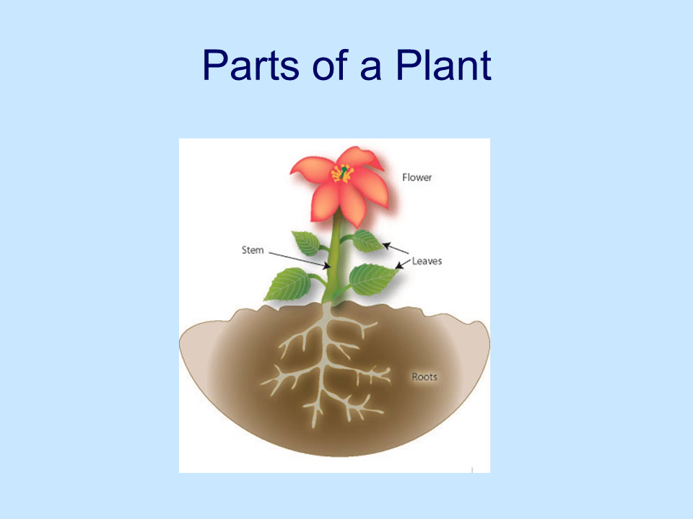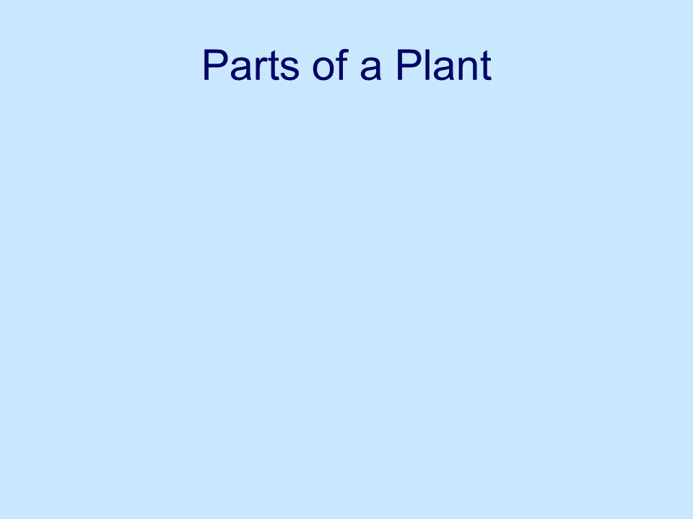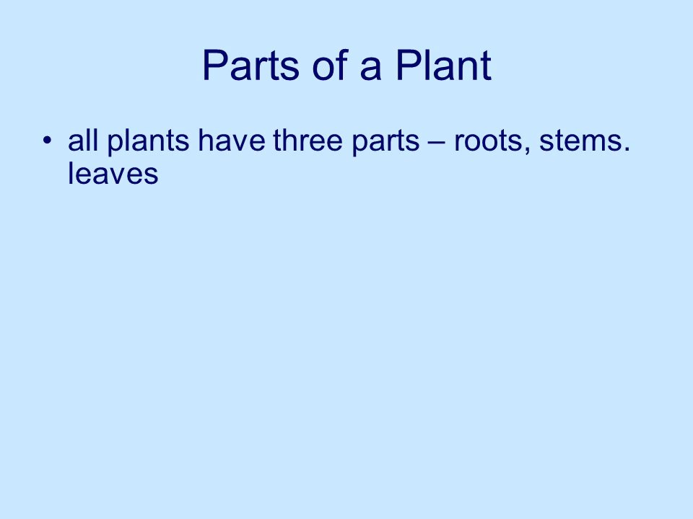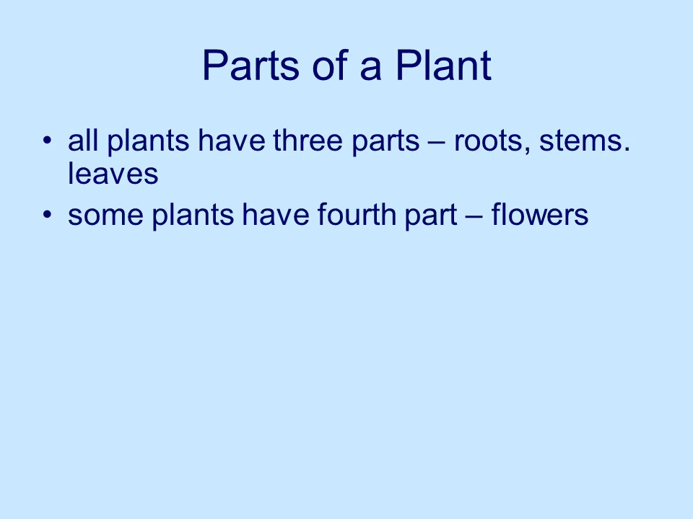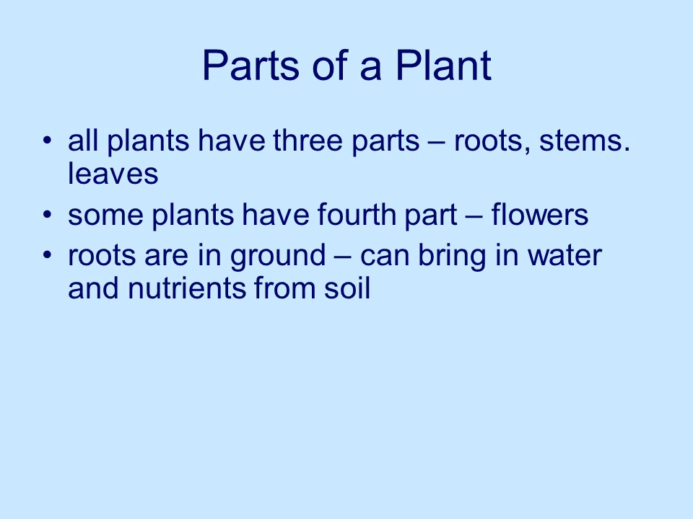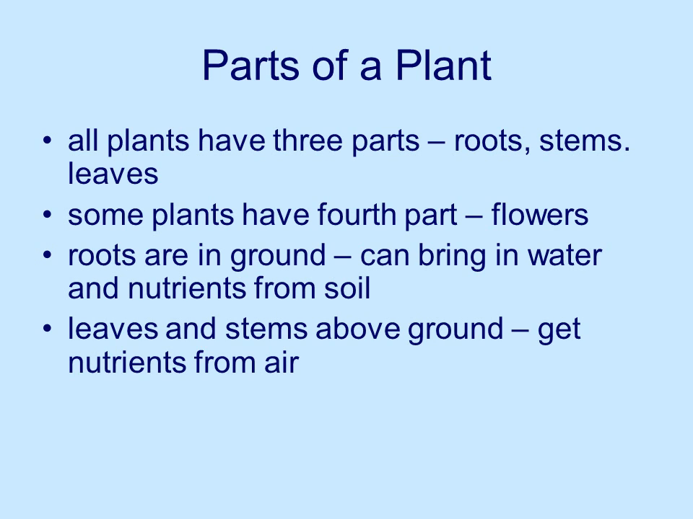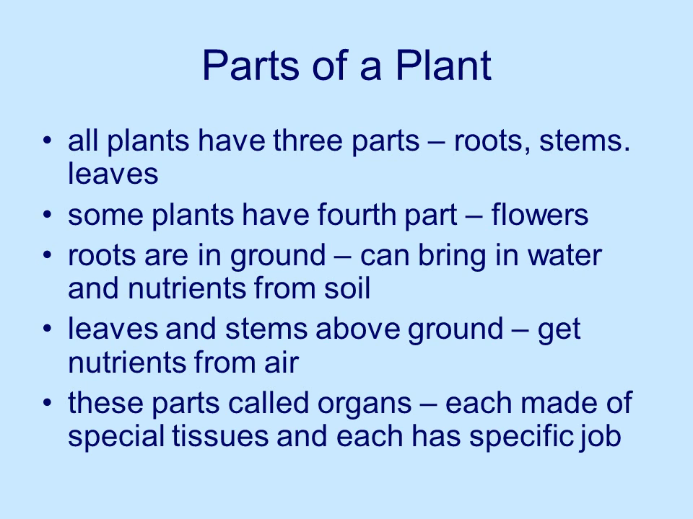Parts of a plant. All plants have the same basic parts. We have roots, stems, and leaves. Now, some plants have a fourth part. They have flowers, but not all plants have flowers. The roots are in the ground, and they bring in water and nutrients from the soil. The leaves and stems are above the ground, so they get their nutrients from the air, the carbon dioxide that they use to make oxygen and sugars.